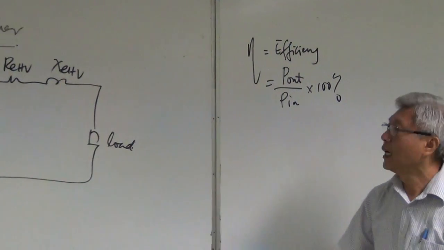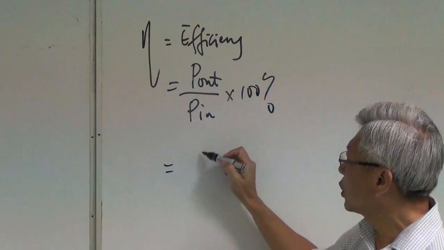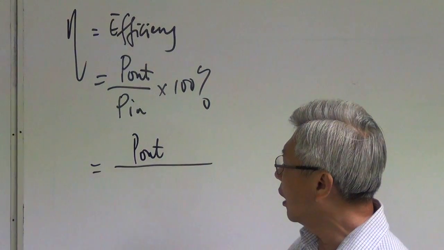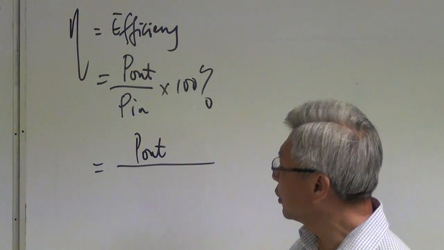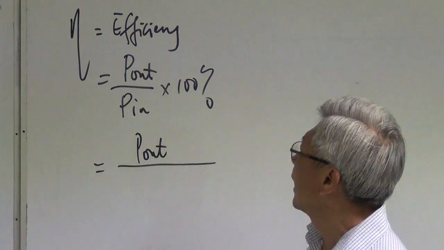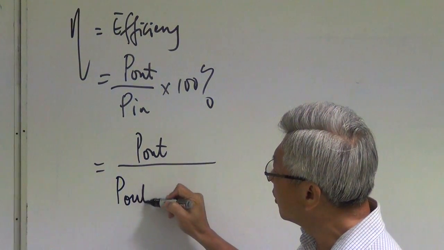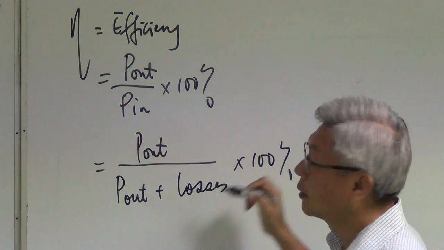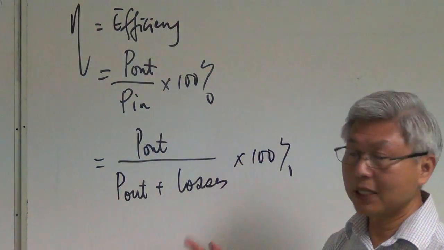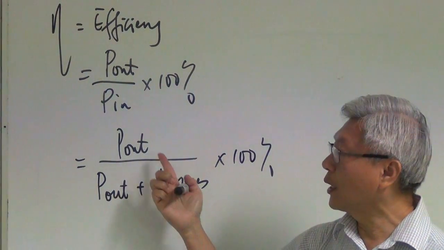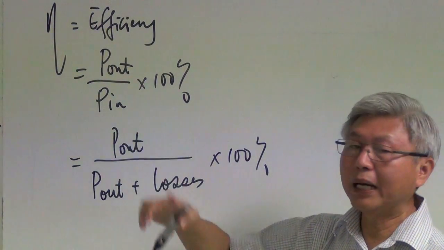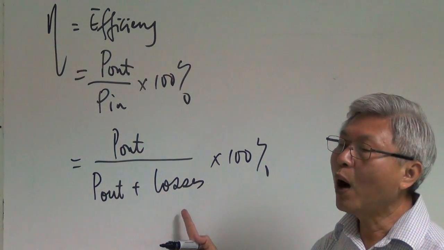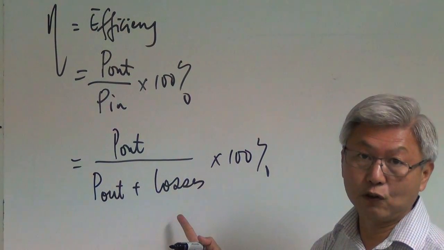Yes or no? So output is equal to, okay, if I still leave it as output, then input is therefore output divided by input. Yeah, correct. Yes. Can I say that input is equal to output plus the losses? Right? Output plus losses, that's input, isn't it? Because how do you get output? Output is because you use input minus losses. Okay. So now that brings us to our question: what are the different losses in a transformer?